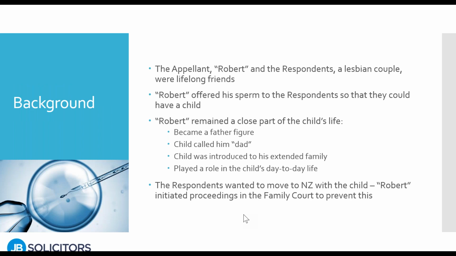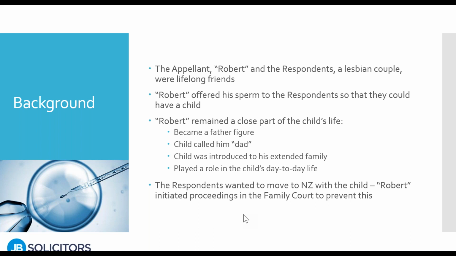So to give a bit of a factual background to the case, the appellant, who is called Robert, and the first respondent, who was called Susan, were friends for many years. Robert and Susan came to an agreement that Robert would help Susan conceive a child and donate his sperm for the purposes of this conception. There were two attempts that were made in October and November of 2006. The second respondent, who is called Margaret, entered into a relationship with Susan in May of 2006, although she conceded that she became committed to the relationship in August of 2006. So you'll see that there'll be issues with regards to the de facto status of Susan and Margaret.